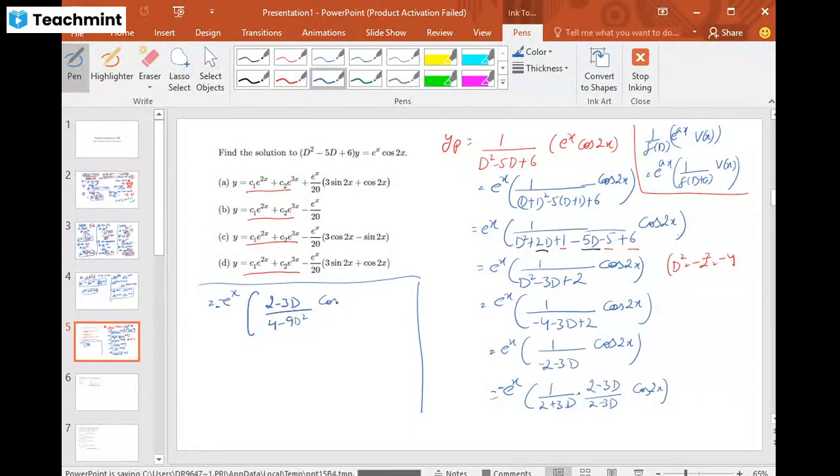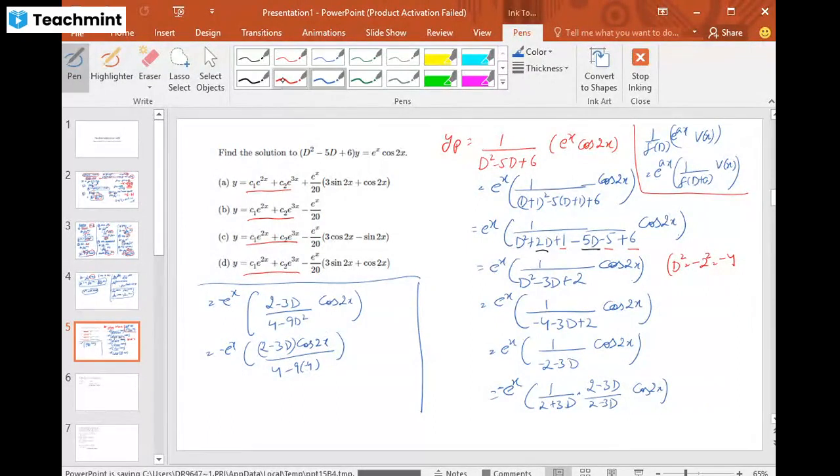times cos 2x. So again, in case of sine cosine function, we are going to replace D square with minus of a square. Minus of a square is minus 4. So this is minus e power x, (2 minus 3D) times cos 2x, and here this is 4 minus 9 times minus 4.